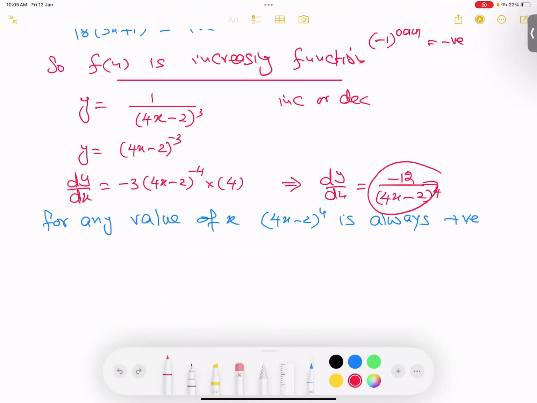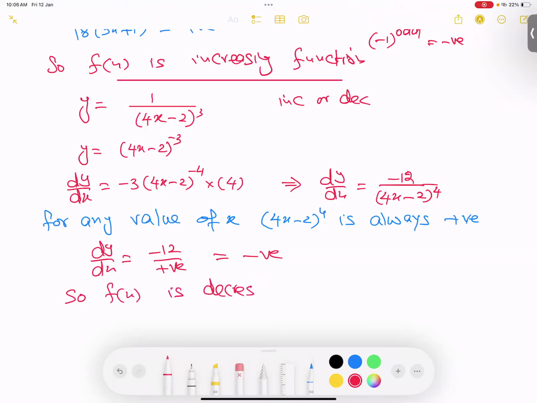But you also didn't write -12 there. So that is my wait and watch. I'm going to finish. Okay, for any value of x, this is a positive answer. So dy over dx is equal to -12 divided by a positive answer. So it gives us a negative value, because positive into negative is a negative value. So the function is decreasing.